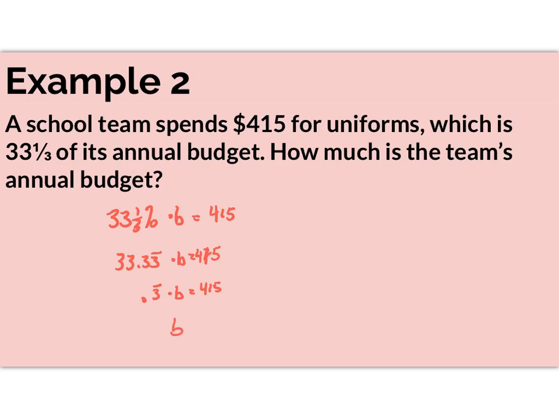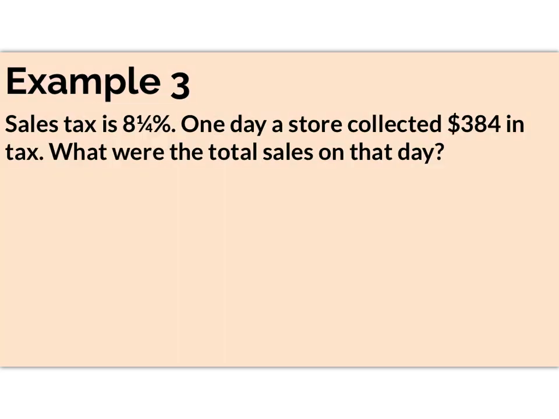So B equals, well, we got to divide everything by 0.3 repeating. So 415 divided by 0.3 repeating gives us 1,245. So the team's annual budget is 1,245, and 33%, or 1/3 of the budget, is how much the school spends for team uniforms.